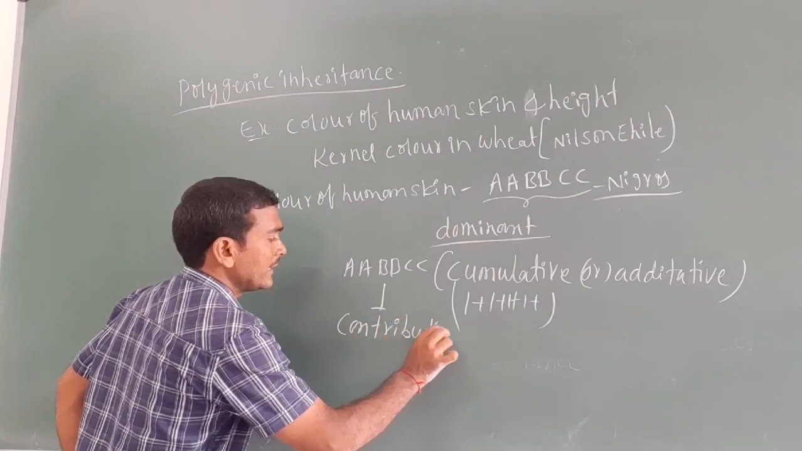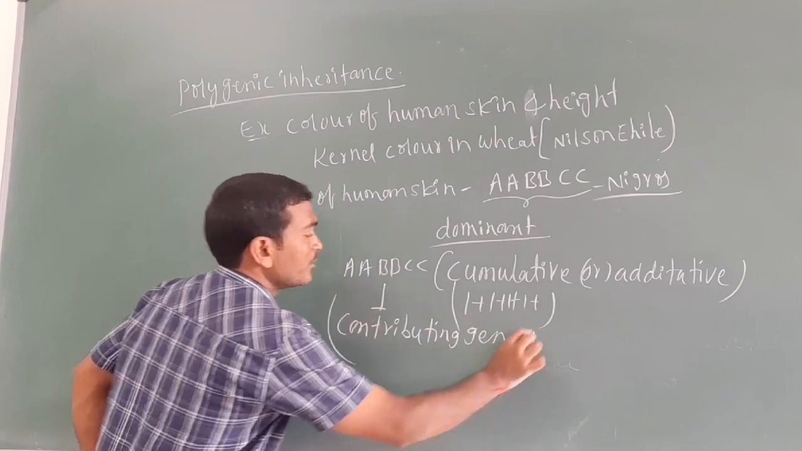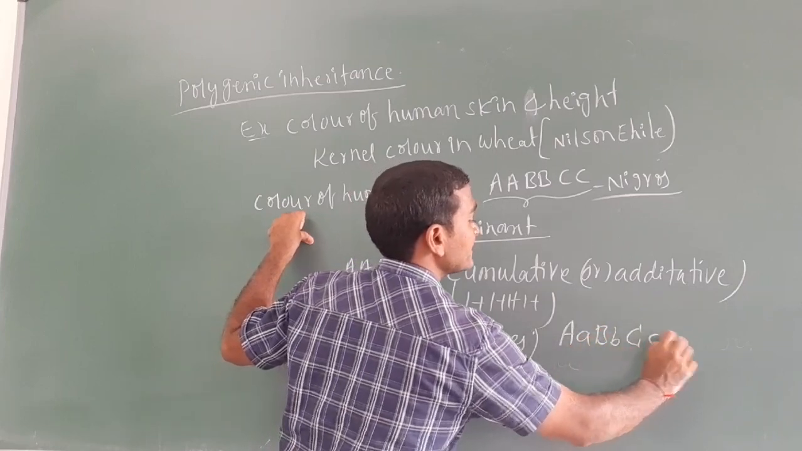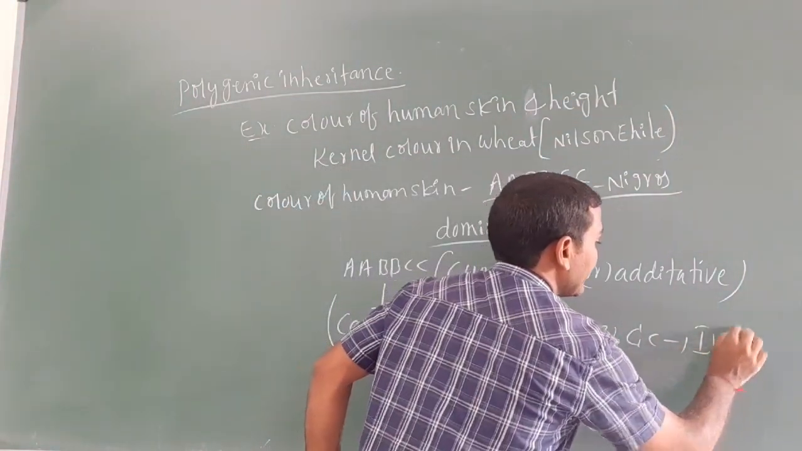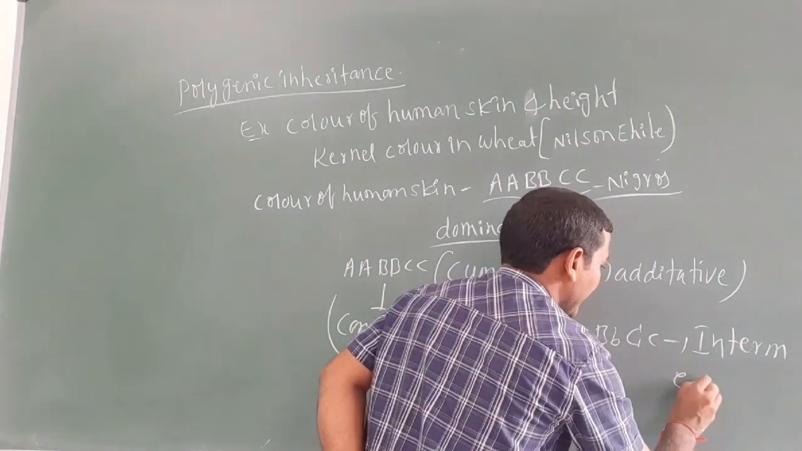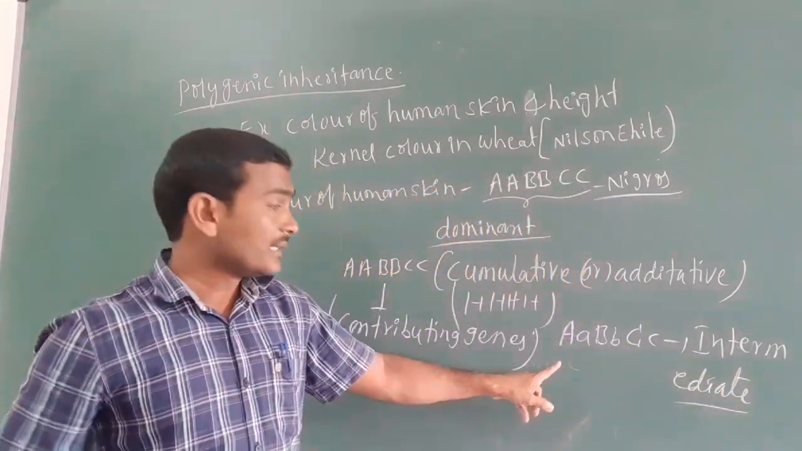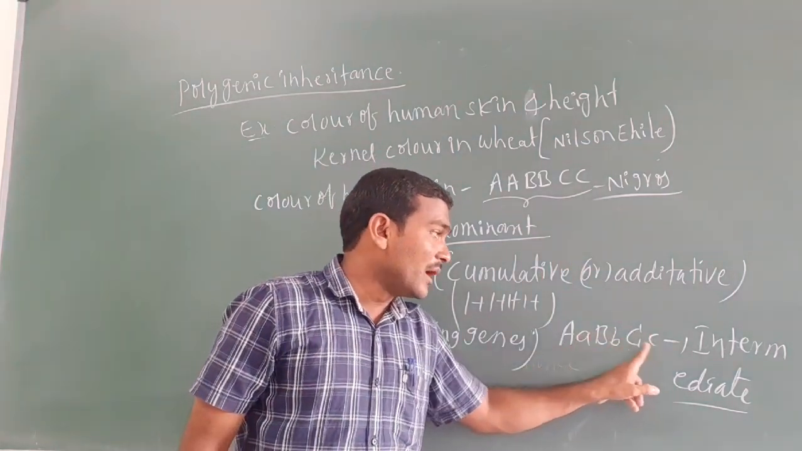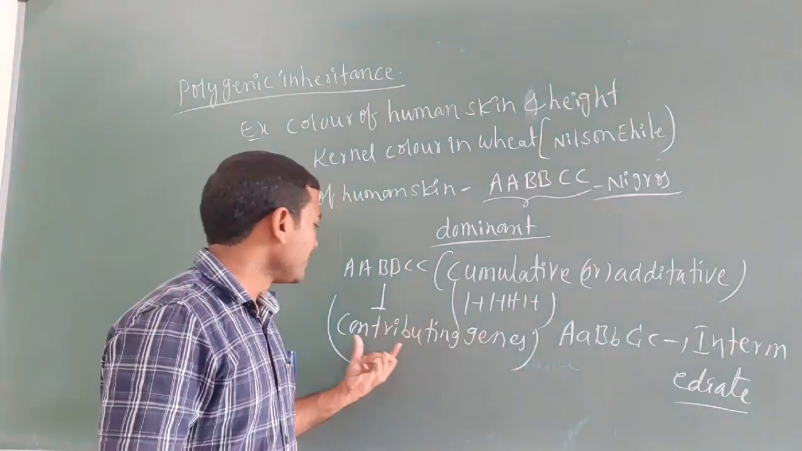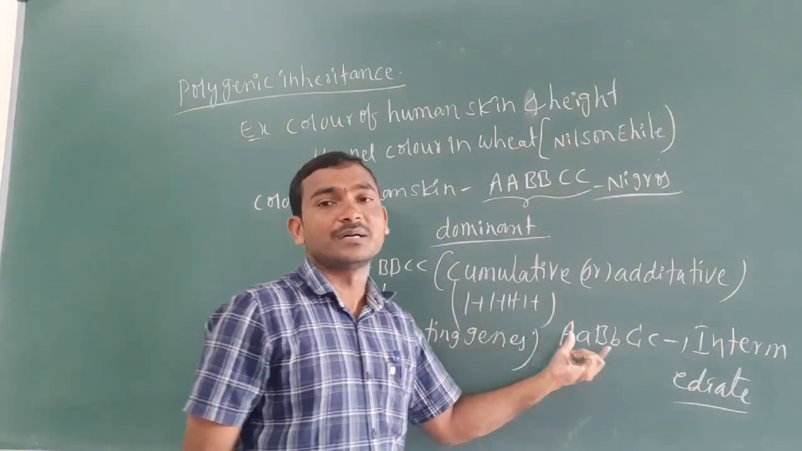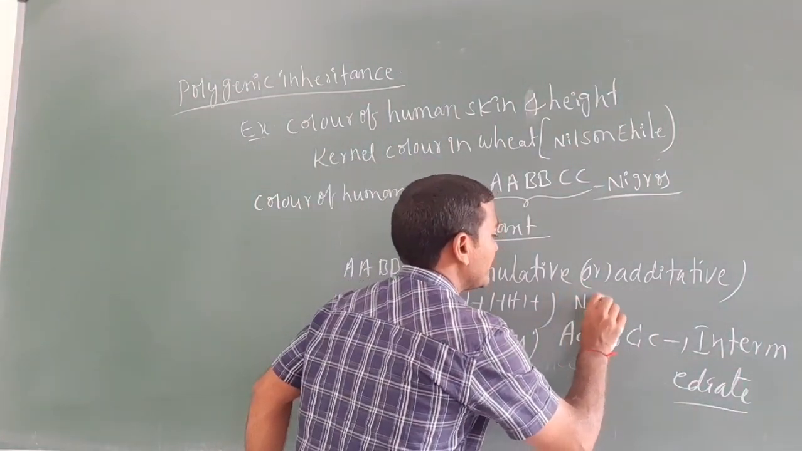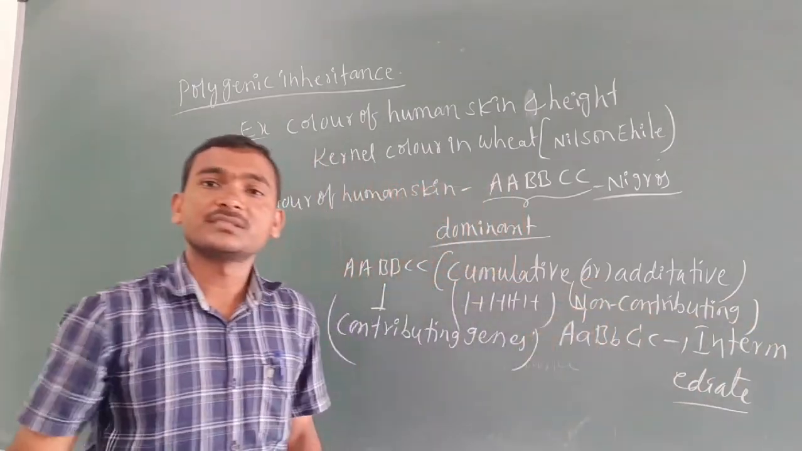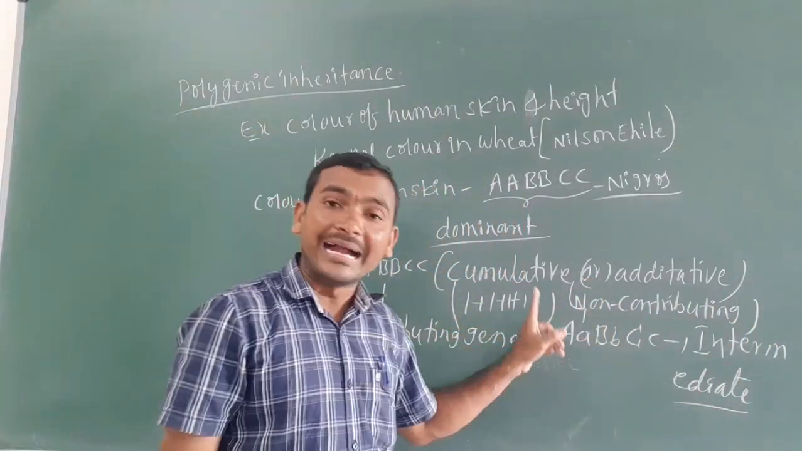Contributing genes. If your genotype is, for example, capital A, small a, capital B, small b, capital C and small c, what does this indicate? Intermediate. Three are capital and three are small. The capital ones are called dominant, the small ones are called recessive. The dominant ones are called contributing genes, and the small letter or recessive ones are called non-contributing genes. All these are additive, cumulative.